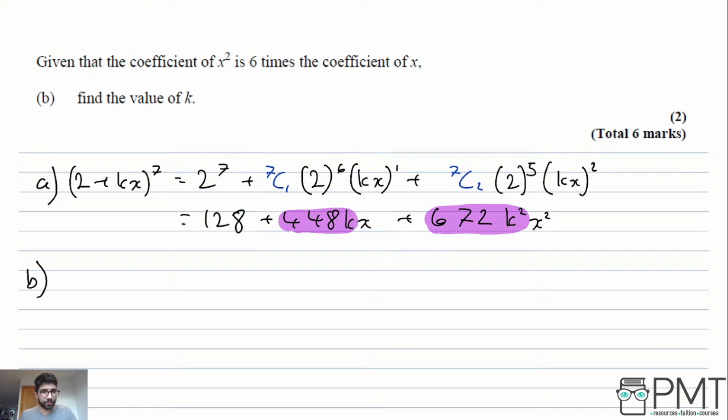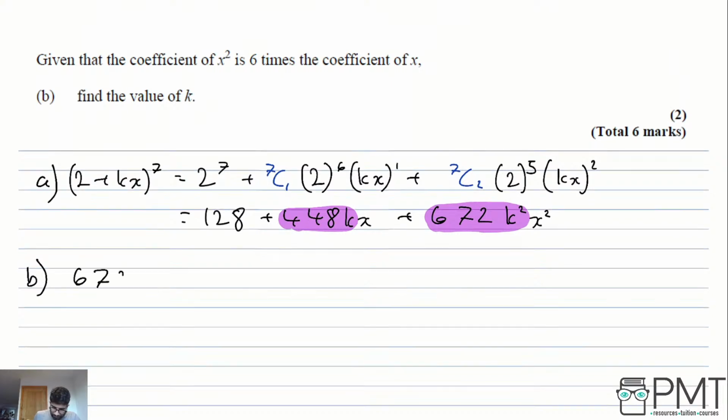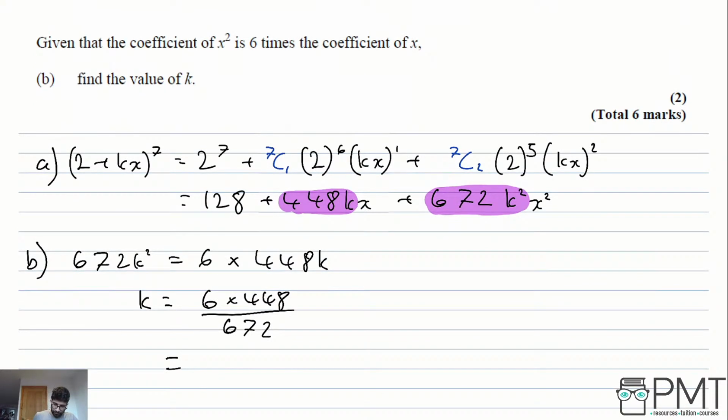For part B, let's write out that statement. How can we write that out? What's the relation there? The coefficient of x squared, 672k squared, is equal to 6 times 448k. So that's an equation we can solve. To find the value of k, we can divide both sides by k. Then you should find k to be 6 times 448 over 672, and that should give you 4.